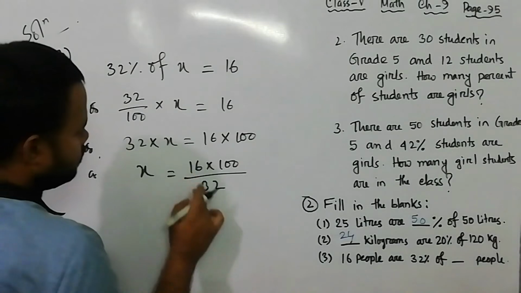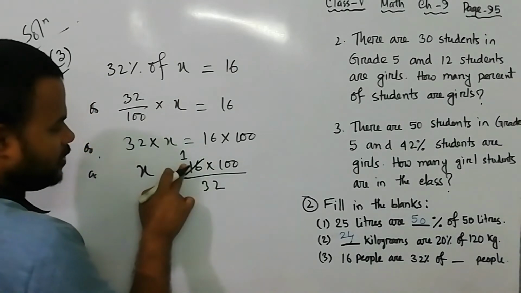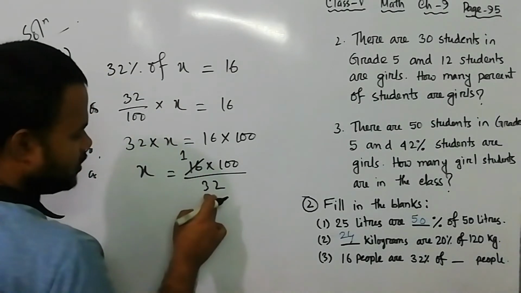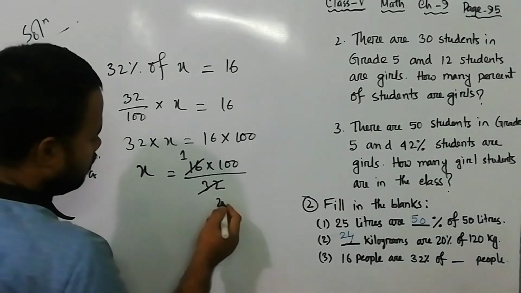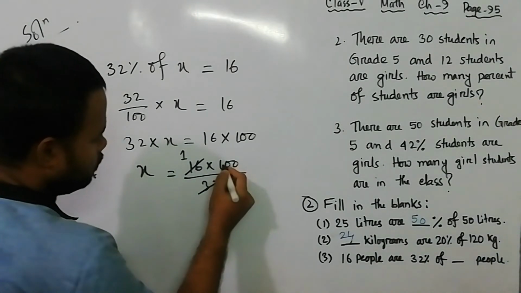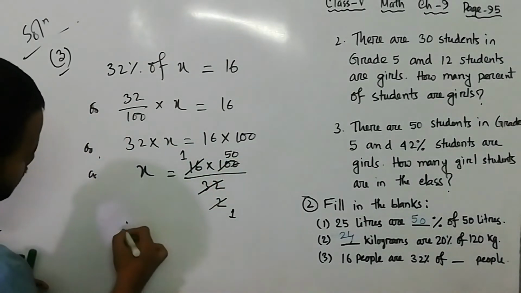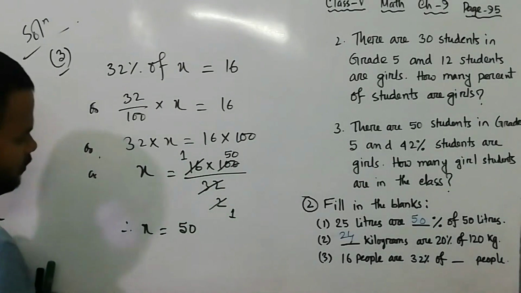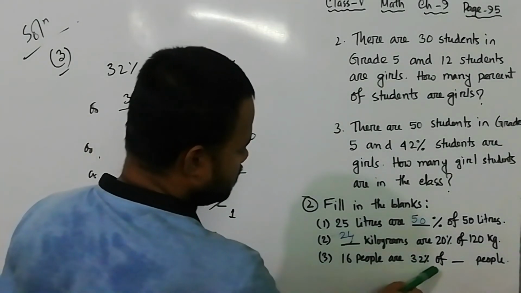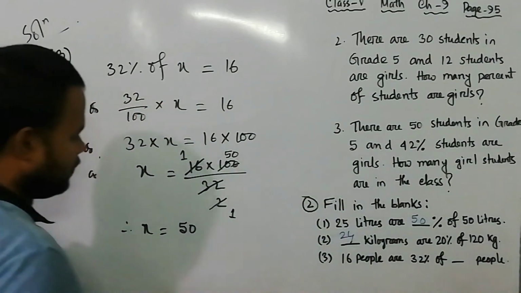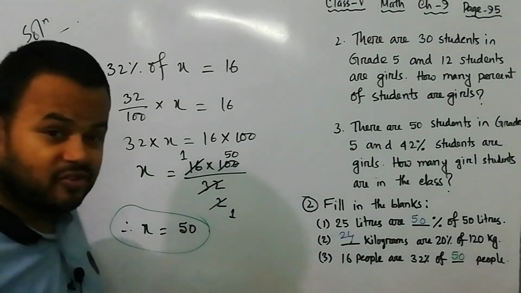Now if we divide both numbers by 16, if we divide 16 by 16, then we have 1. If we divide 32 by 16, then we have here 2. Now divide the number by 2, then here we have 1, here we have 50. That means the value of x is equals to 50. So 16 people are 32% of 50 people. Here this is our required result.